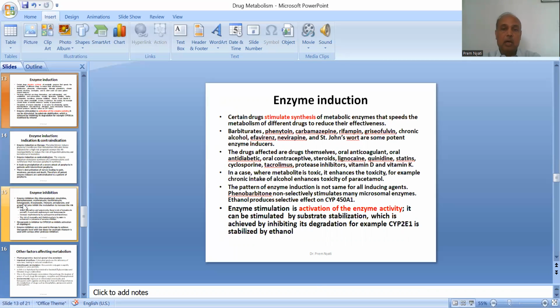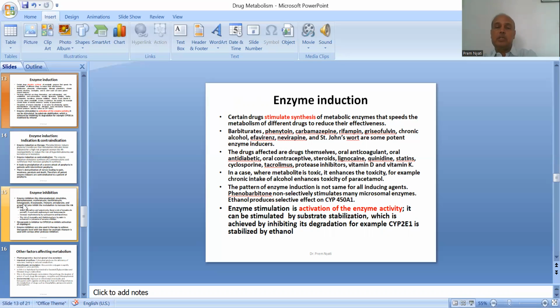The drugs affected are the drugs themselves, that is autoinduction, oral anticoagulants, oral antidiabetics, oral contraceptives, steroids, lidocaine, quinidine, statins, cyclosporine, tacrolimus, protease inhibitors, vitamin D, and vitamin K. In a case where the metabolite is toxic, the enzyme inducer can enhance the toxicity. For example, chronic intake of alcohol enhances toxicity of paracetamol.